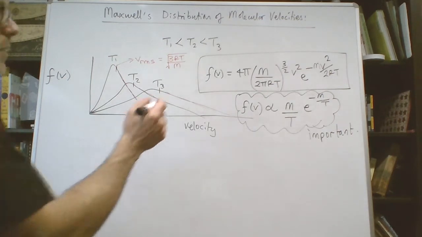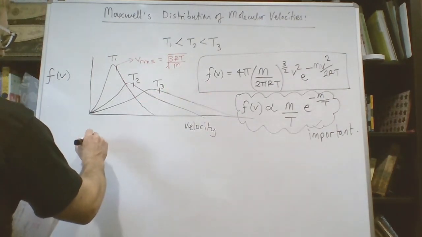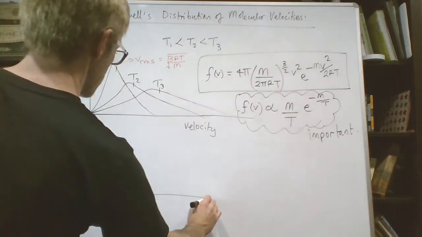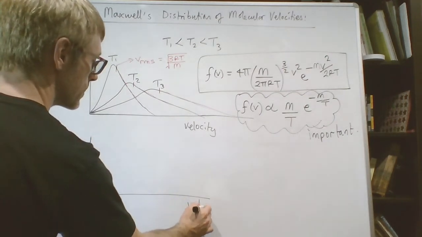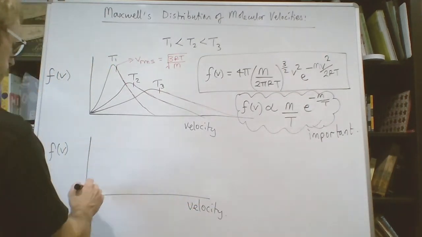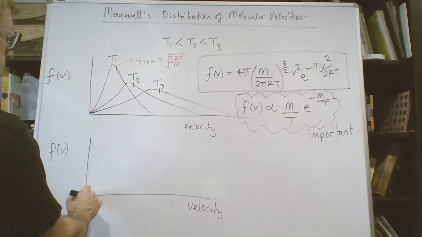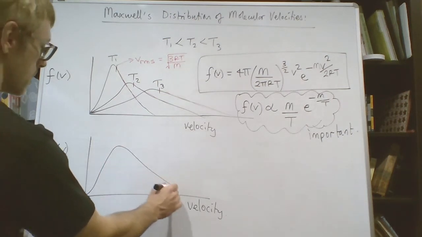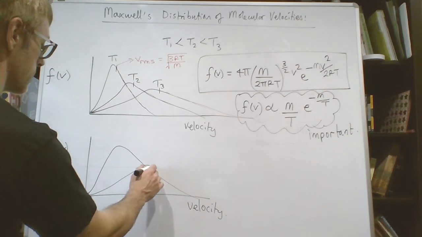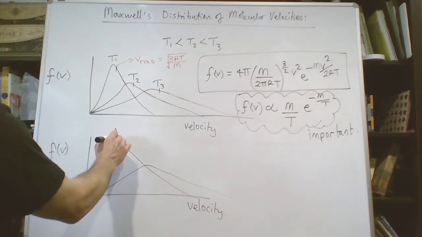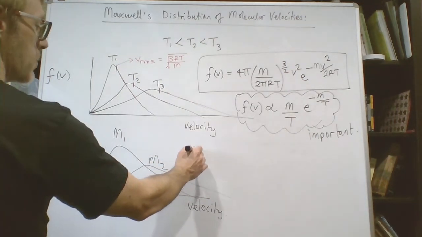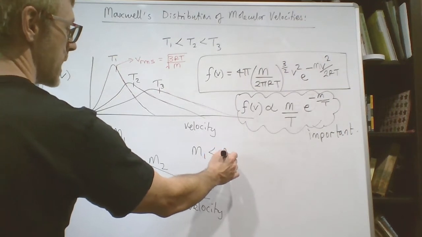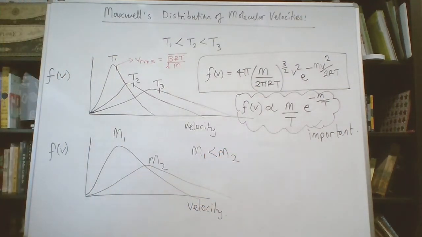Let's go ahead and look at the mass relationship now. If we plot Maxwell's velocity function against velocity, let's do the same for mass. I'll just do 2 of them this time. Let's call this M1 and M2. So here we've got M1 is less than M2, where M just means molecular weight or molecular mass.